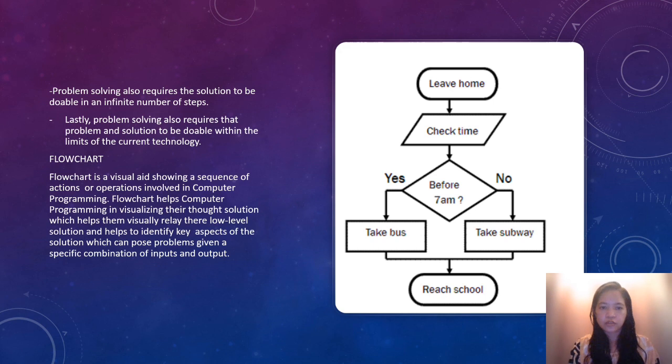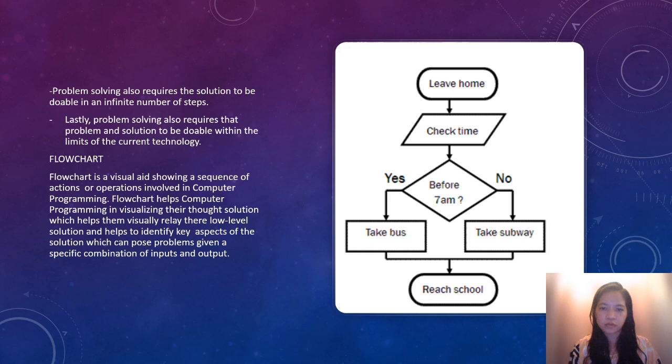Flowchart. A flowchart is a visual aid showing a sequence of actions or operations involved in computer programming. A flowchart helps programmers in visualizing their thought solution, which helps them visually relay their low-level solution and helps to identify key aspects of the solution, which can pose problems given a specific combination of inputs and outputs.